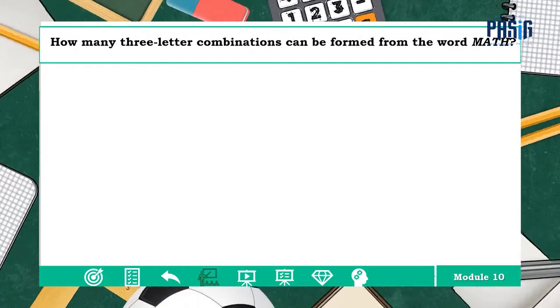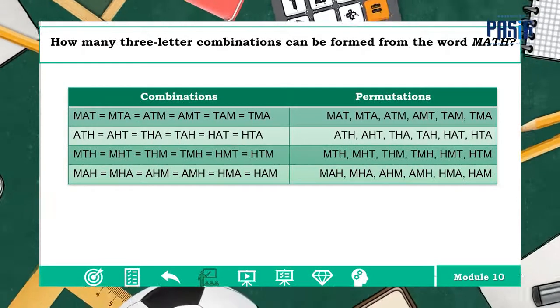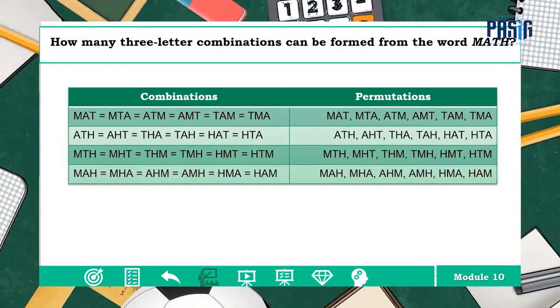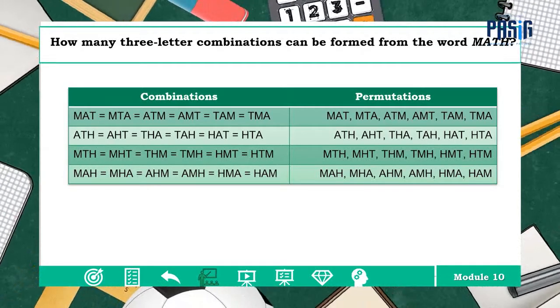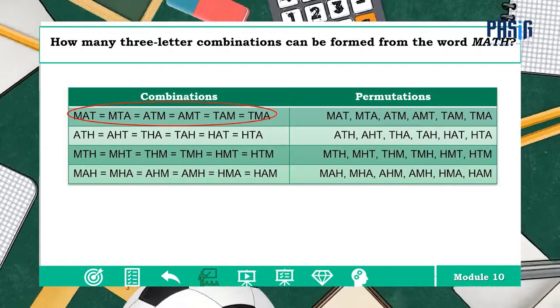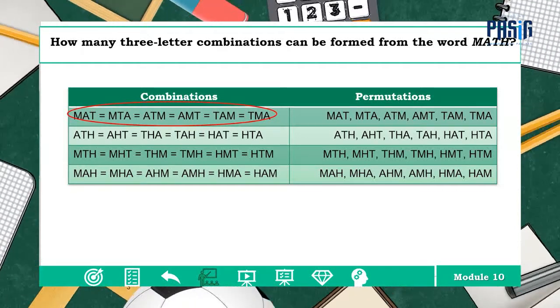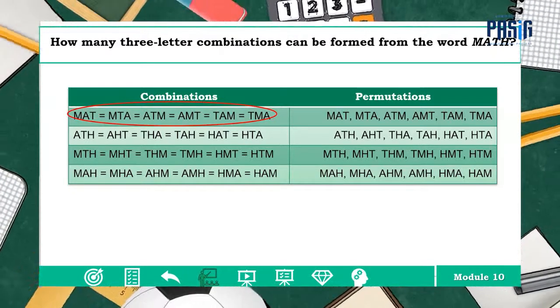Let us take another look at the arrangement shown in this table. Notice that the set of different combinations formed is the subset of the set of permutations. Let us take this set of combination. The equal sign means that the arrangement is counted as 1, since in combination, arrangement is not important.